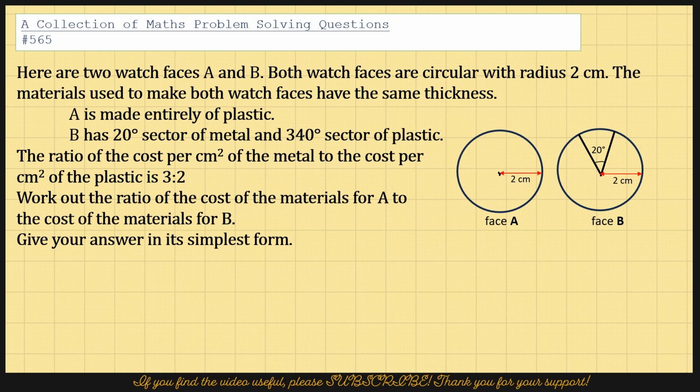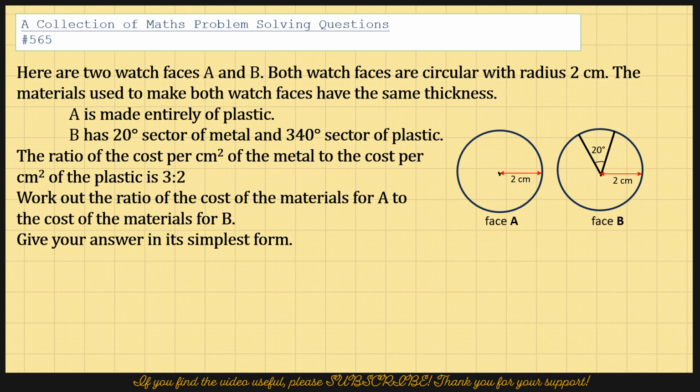The ratio of the cost per centimeter square of the metal to the cost per centimeter square of the plastic is 3:2. Work out the ratio of the cost of the materials for A to the cost of the materials for B and give your answer in its simplest form.